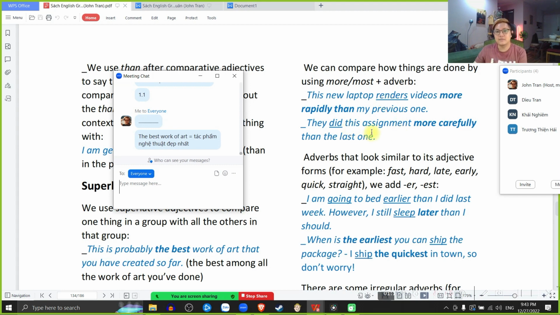They did this assignment more carefully than the last one. Họ đã làm cái bài được giao này một cách cẩn thận hơn là cái bài trước đó. Tức là sao? Cái một cách cẩn thận hơn này nó thêm nghĩa về cái hành động họ đã làm như thế nào. It gives information about how they did this assignment. They did it more carefully.